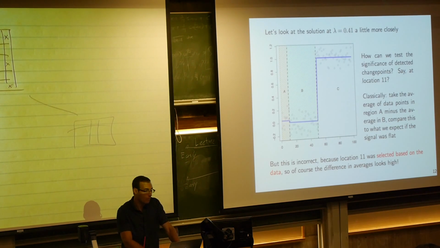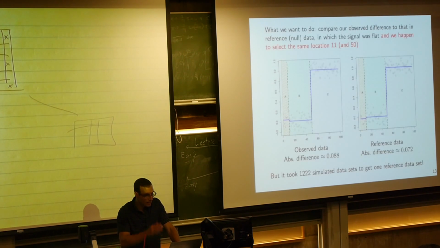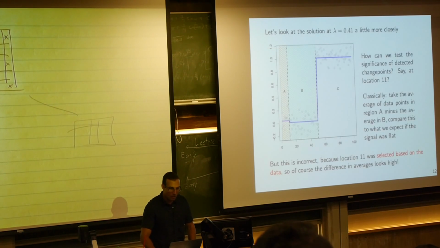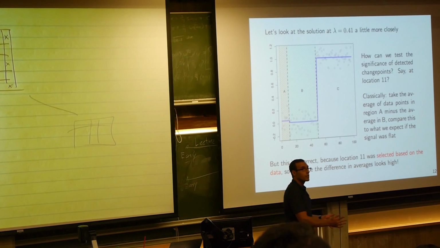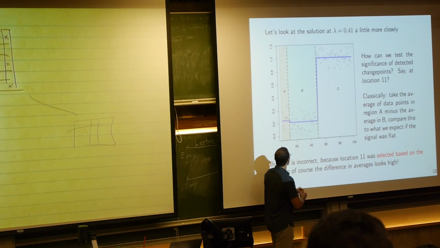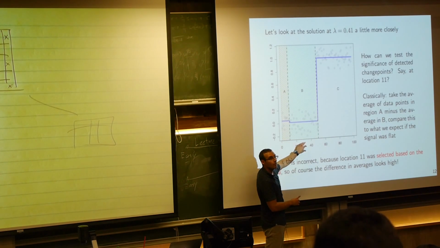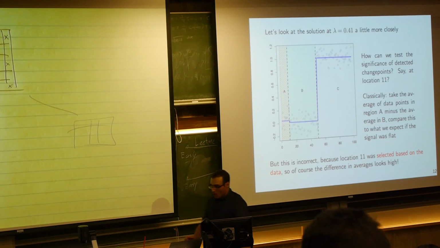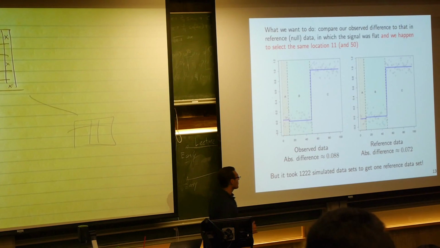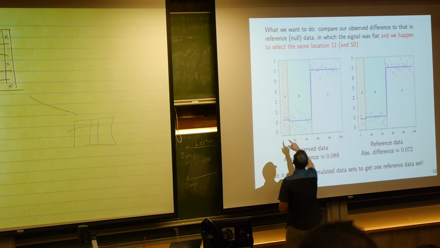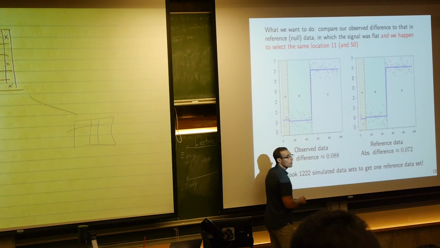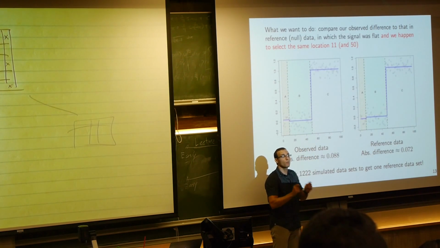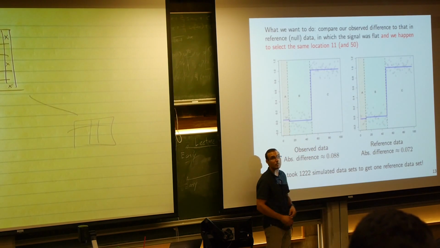So that's what I'm going to get at here. Instead of just simulating data in which the mean was the same, and then we look at averages, one to the left of location 11 and one to the right of location 11, we actually want to simulate different data. We want to simulate data in which the mean was all the same here, but after we ran the fused lasso, we got location 11 coming out as a breakpoint.